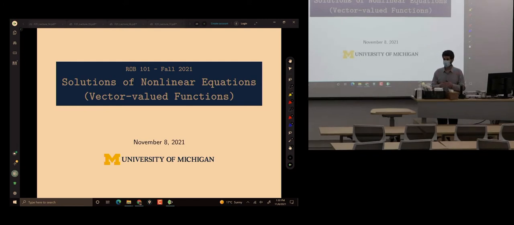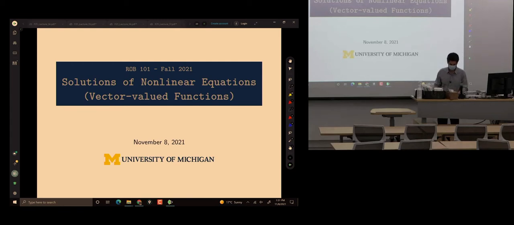Now we're going to extend the idea of slope and derivatives to multivariable, or multivariate, or we can say vector-valued functions. Typically we refer to vector-valued functions as functions that give vectors as output. And then next time, we will see how we can find roots of vector-valued functions. That will be the Newton-Raphson method, a vectorized version of Newton's method.